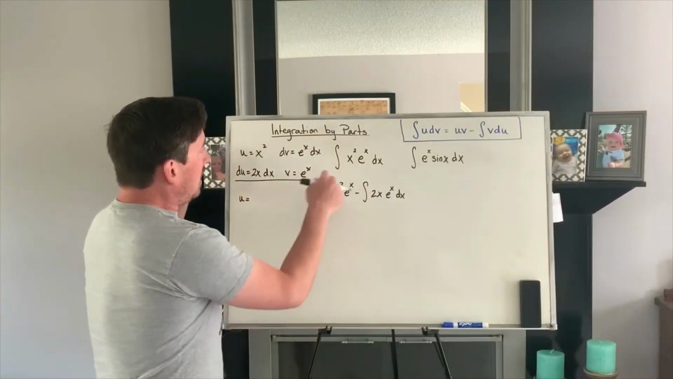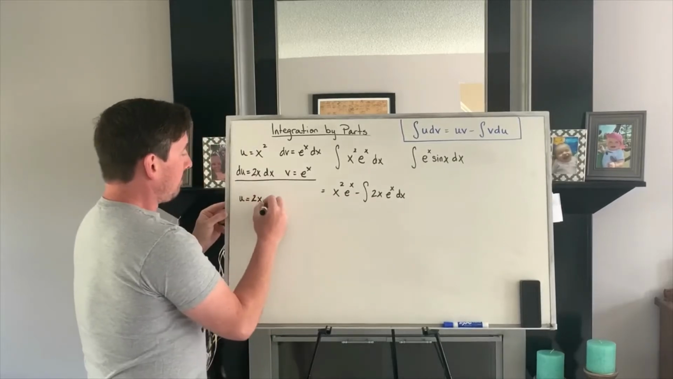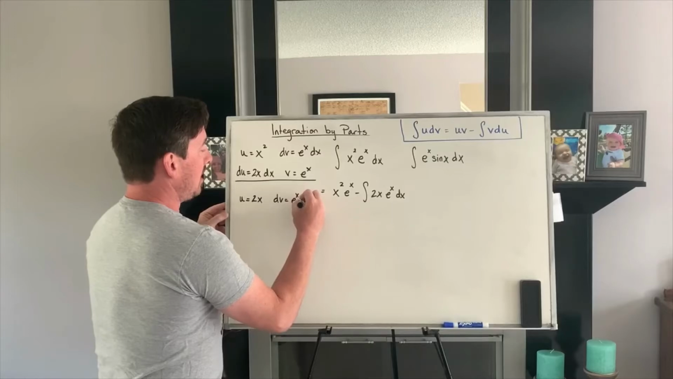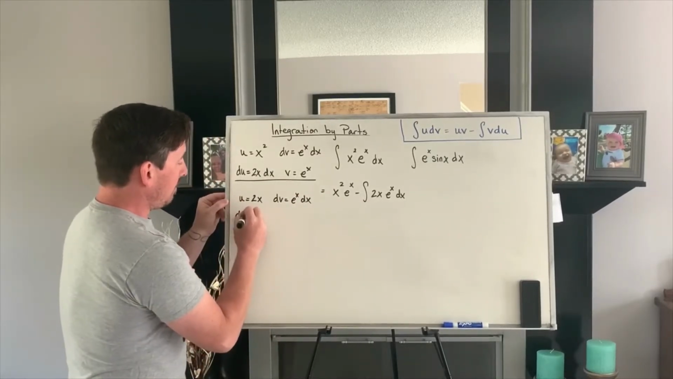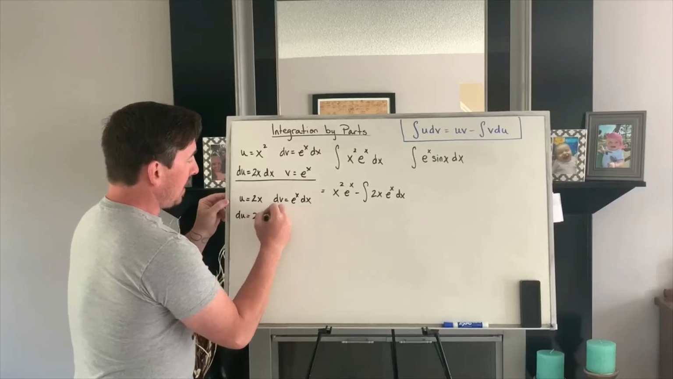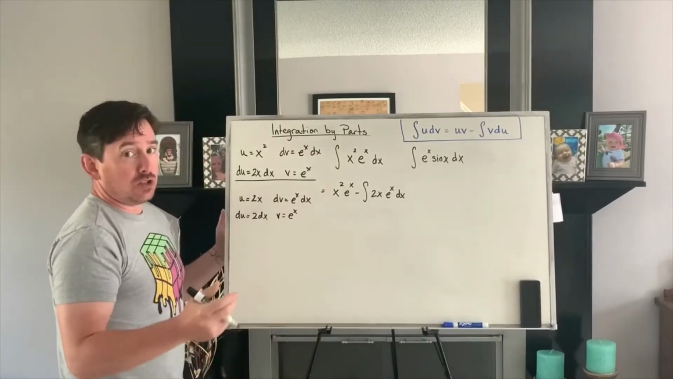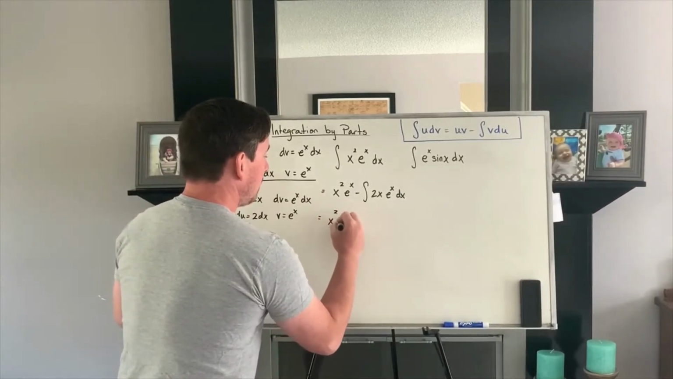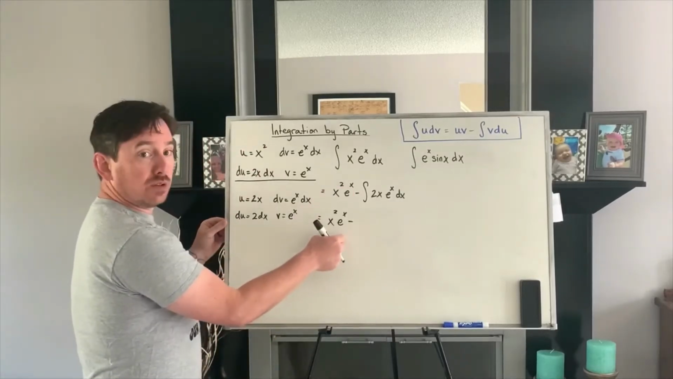So let u continue to be the polynomial part, 2x, which means dv has to be the rest of it, e to the x dx. Okay, differentiate this guy and integrate this guy. And then you're just going to use your formula again. But please don't forget to bring all of this work you've already done along for the ride.